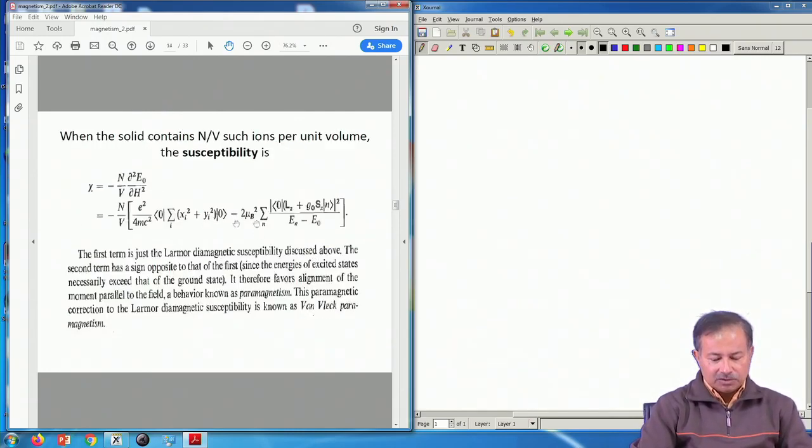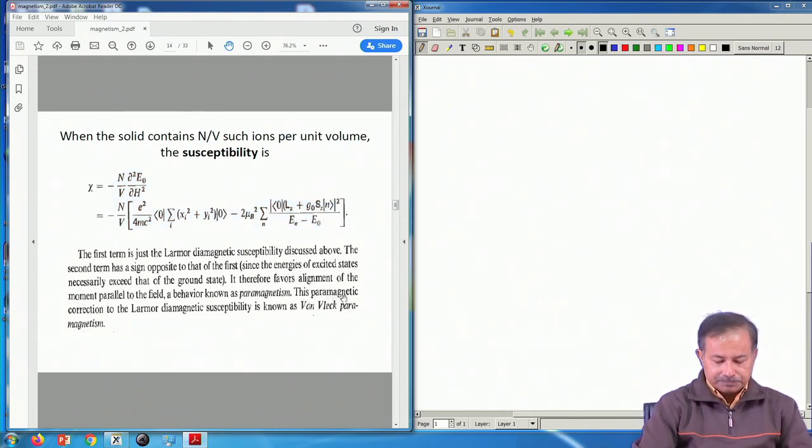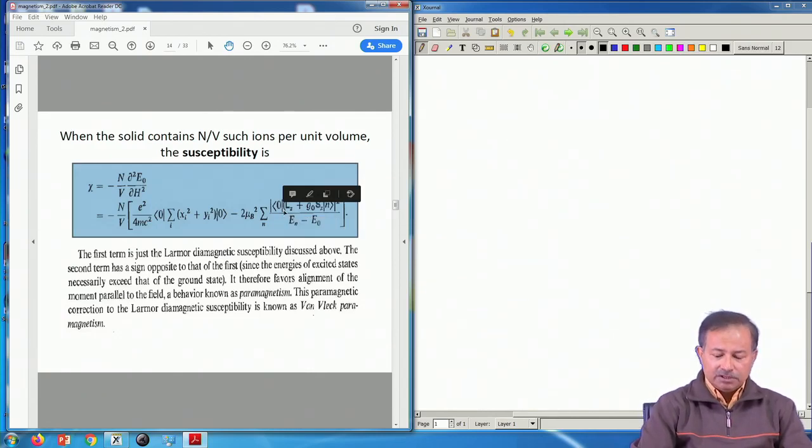This was shown by Van Vleck, and after his name, this is named Van Vleck Paramagnetism. The point is that this term favors an alignment. The first term is diamagnetic, it favors alignment of magnetic moment opposite to the field, whereas this will favor an alignment in the direction of the field as a paramagnetic contribution. And so the total magnetic moment and the susceptibility contribution will have to be a sum of the two.